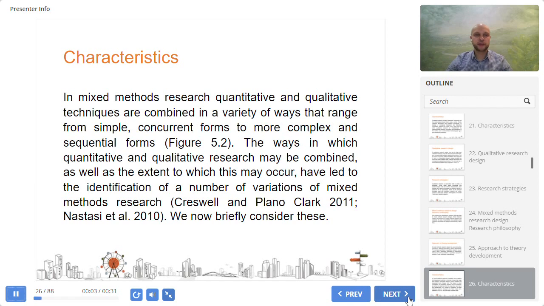Characteristics of mixed methods research design. In mixed methods research, quantitative and qualitative techniques are combined in a variety of ways. The ways in which quantitative and qualitative research may be combined, as well as the extent to which this may occur, have led to the identification of a number of variations of mixed methods research. Now we are going to briefly consider them.